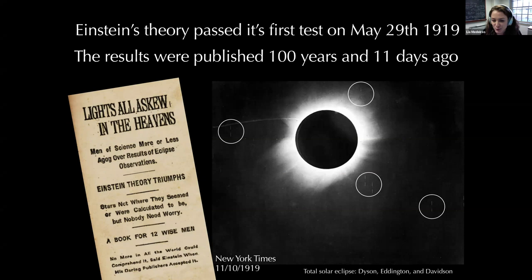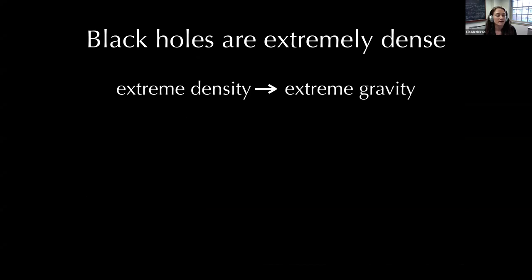So now that we have some background on what the theory of general relativity is, now we can finally start talking about black holes. So what actually are black holes? The definition that I like to use is that a black hole is a region of space-time where the gravitational field is so strong that it creates a curvature that is so strong that not even light can escape. And so what makes black holes so special compared to all the other objects in the universe is their density. So black holes have very extreme density, and that's what creates this very extreme gravity that I'm talking about.